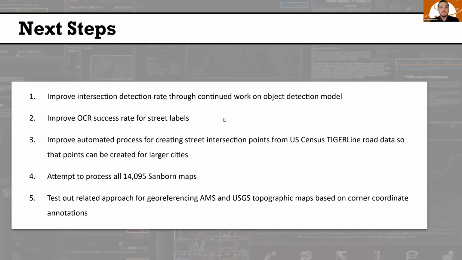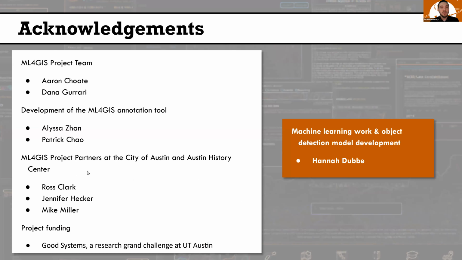A lot of work still to be done. We want to improve the intersection detection rate. Already it's pretty good at about 90%, but we can make it even better. Improve the OCR success rate for the street labels. There's not 100% success rate there. Definitely some things I think we can do to make the results better. We need to improve the automated process for creating the street intersection points because it's really, really slow. I'm sure there's a way that we can optimize it so that we can run the Sanborn maps for the larger cities through this automated pipeline as well.